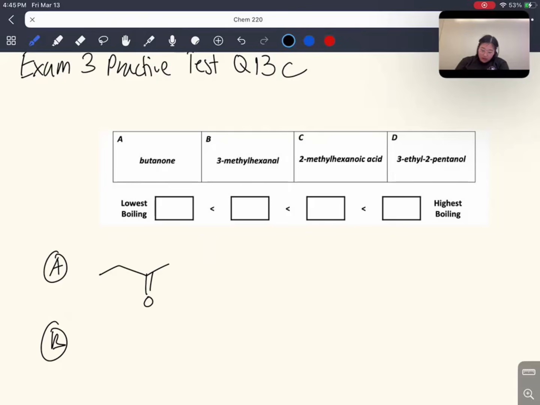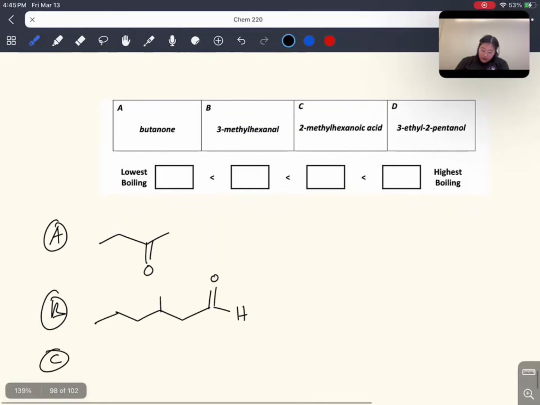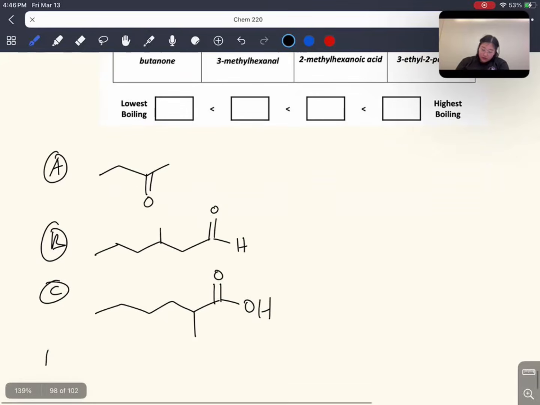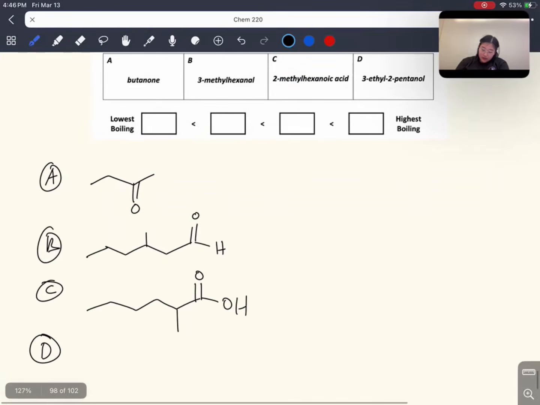3-methylhexanol, so 1, 2, 3, 4, 5, 6. There is an aldehyde, and then on carbon 3, there's a methyl. On carbon C, it's 2-methylhexanoic acid. So you have 1, 2, 3, 4, 5, 6 hexanoic acid. So you have a carboxylic acid, and you also have a methyl group on carbon 2. For D, you have 3-ethyl 2-pentanol. So you have 1, 2, 3, 4, 5. You have an alcohol group on carbon 2, and you have an ethyl group on carbon 3.